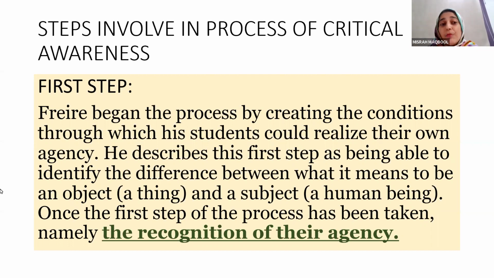That first step is that Freire began the process by creating the conditions through which his students could realize their own agency. He describes this first step as being able to identify the difference between what it means to be an object, a thing, and a subject, a human being. Once this first step of the process has been taken, namely the recognition of their agency.